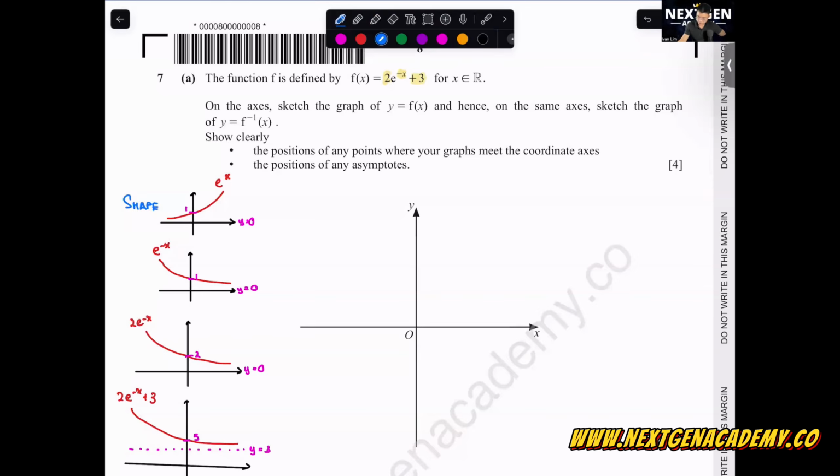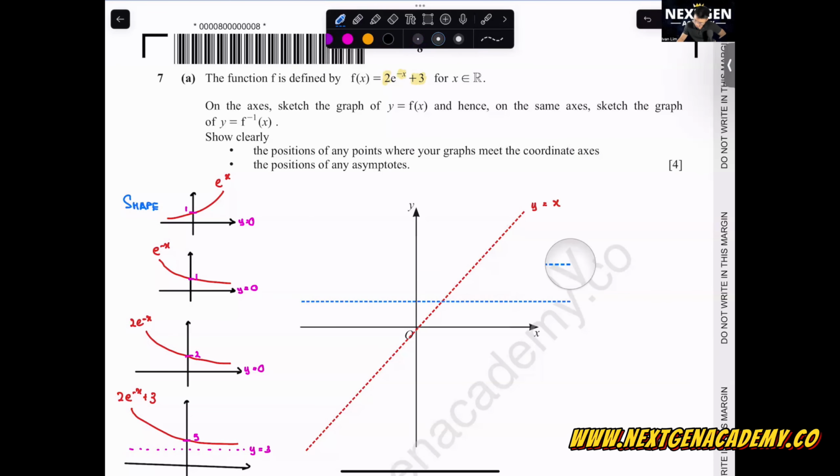All right, now I'm going to draw this out. Since this one is an inverse, we always draw the y equals x line first, like this, so that we can later just reflect over here. Y equals x, and then I'm going to draw the asymptote. The asymptote is at 3. This one is y equals 3, and then the graph looks like this.